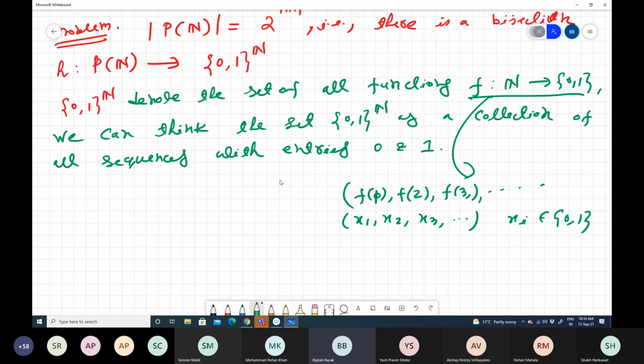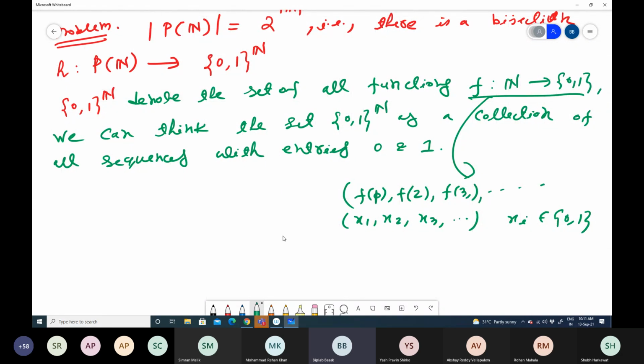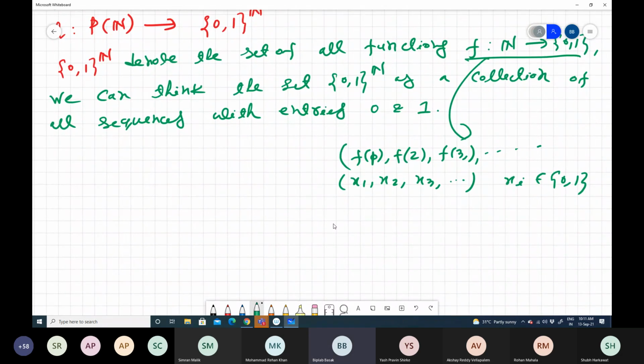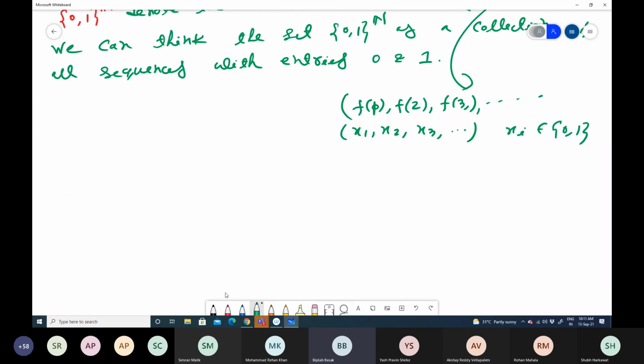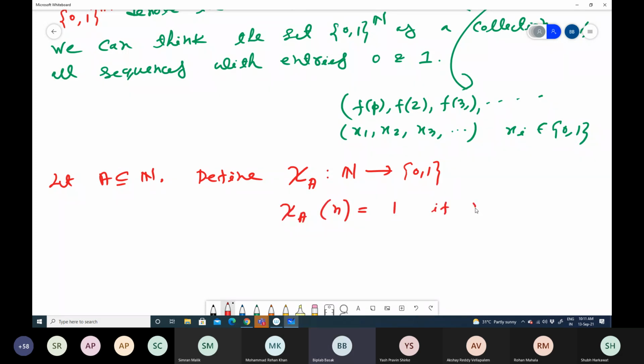That is a obvious guess to give for this bijection, and it will work. It has a name. Sometimes it is called a characteristic function. Let A be a subset of the natural numbers. Now define a characteristic function chi_A, which is a function from the natural numbers to {0, 1}, in that way: chi_A(n) will be 1 if n belongs to A and is 0 otherwise.